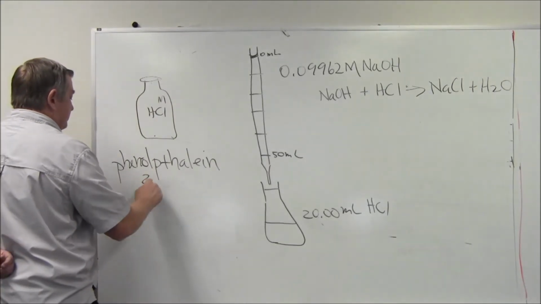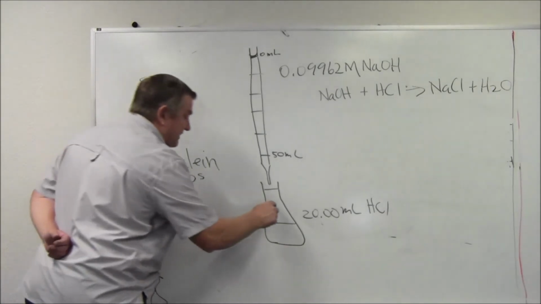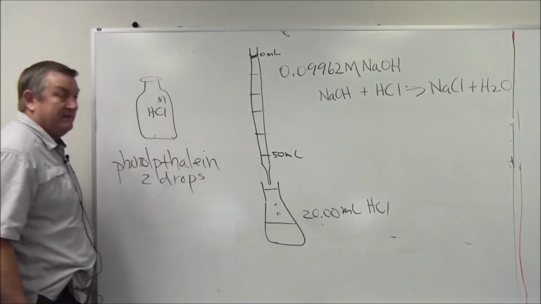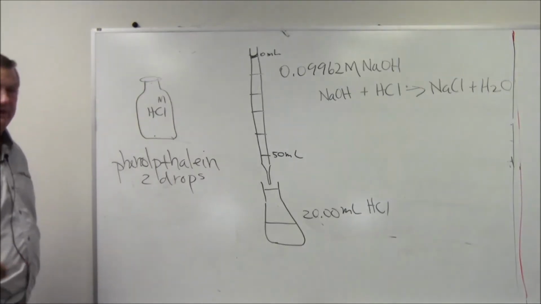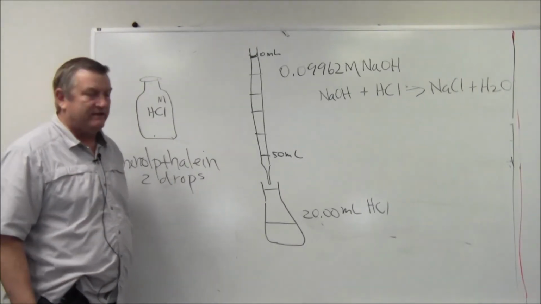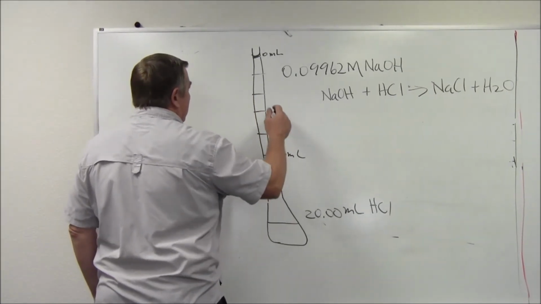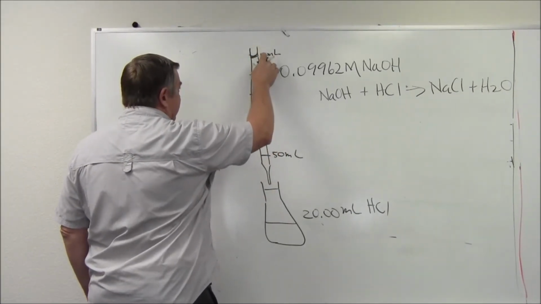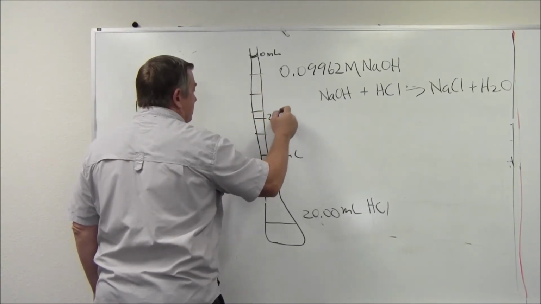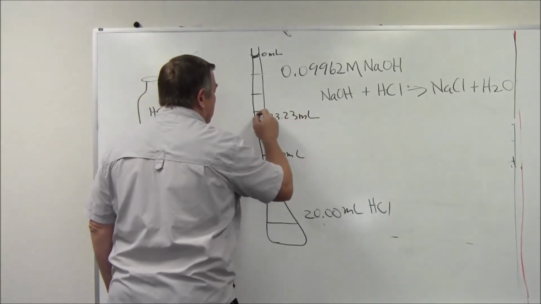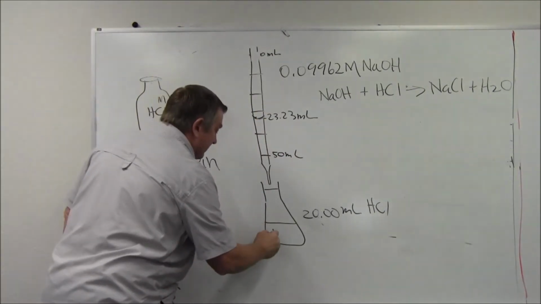So we put 2 drops, and there'll be a clear solution. Put 2 drops of that in here and mix it. And that'll be our indicator when we reach the endpoint, which is estimating the equivalence point. So we go ahead and drip, drip, drip, drip, drip. And we're going 1, 2, 3, 4, 5, 6, 7, 8, 9, 10. Let's say it took 23.23 milliliters when our solution went pink.